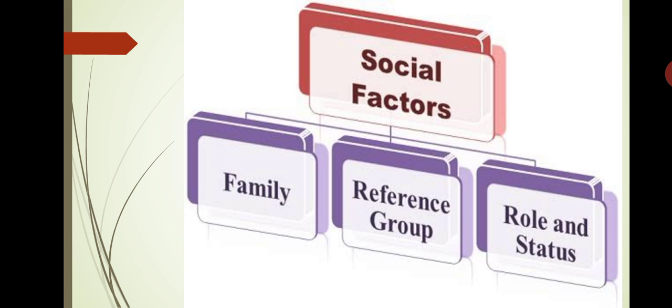What is family? You know that there are two types of family: nuclear family and joint family. A nuclear family is one wherein only the husband and wife and their children live together. A joint family is one wherein not only the husband and wife and their children, but also their close relatives like uncles, aunts, cousins and in-laws live together. So this is about family.